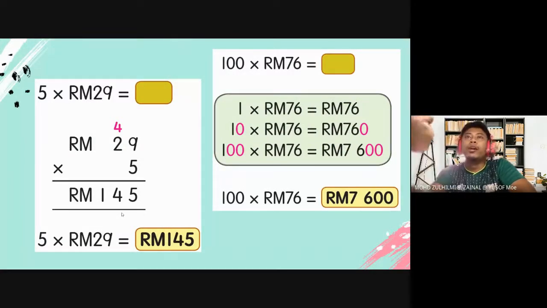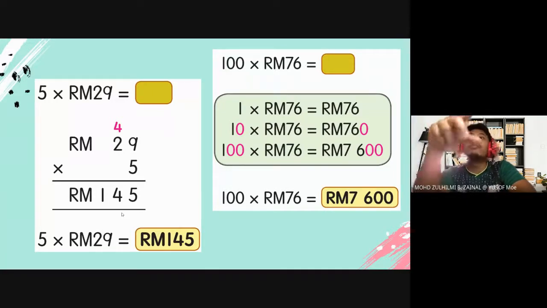The bigger number, which is 100. 100 times 76 ringgit. How? This is one of the methods that gives you a relation. You have to relate this. If 1 times 76 ringgit, it is 76 ringgit. If 1 times 76, 76 ringgit.